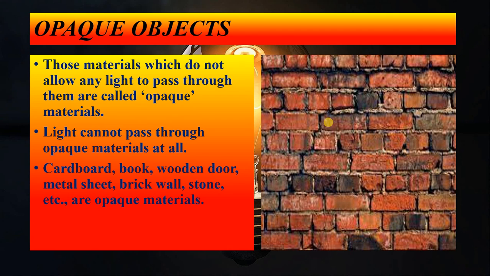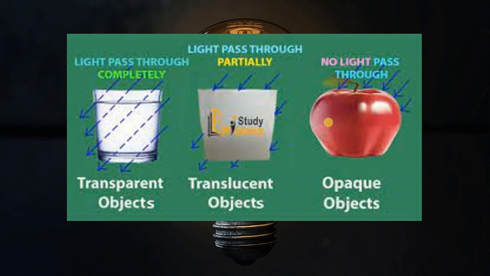Then we have learnt about transparent, translucent, and opaque materials. Transparent materials are those materials which allow all the light to pass through them. Here you can see three objects: transparent, translucent, and opaque. So for transparent, light can pass through completely. In case of a translucent object, the light passes partially, and in case of opaque objects, no light can pass through. Okay. So that's all for today.